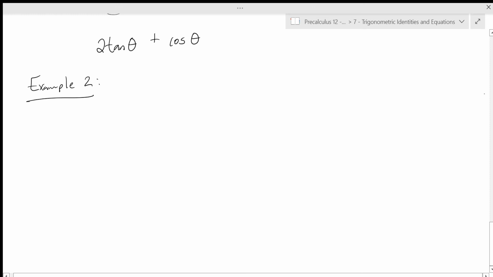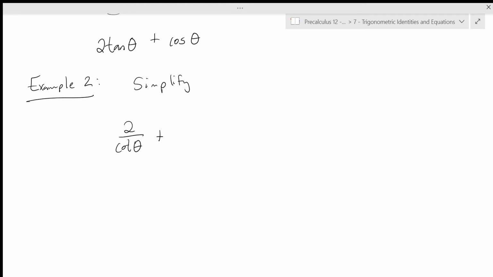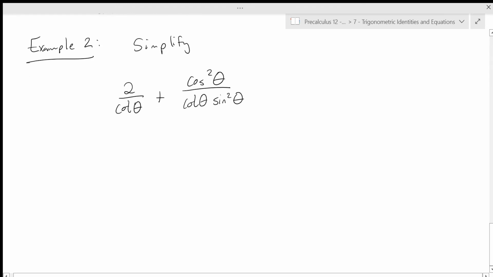So let's see, we're going to simplify again. All of the stuff here we're going to be mostly simplifying. So we have 2 over cotan theta plus cosine squared theta over cotan theta sine squared theta. Okay, so I'm going to show you 2 pathways to solve this problem. And these problems can be a little bit fun or tricky because we're often trying to do them multiple ways. So here's one way to solve it.